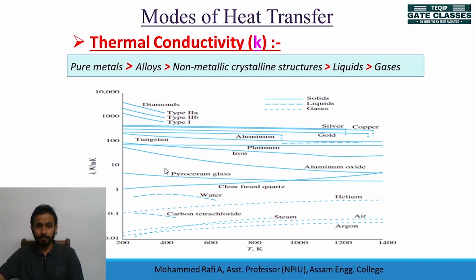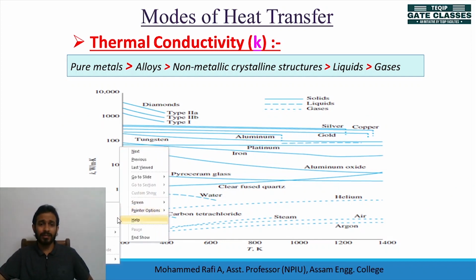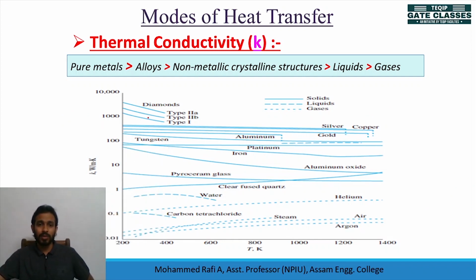Now let's make a comparison between the different parameters. Here I am showing a graph with thermal conductivity increasing in this direction and operating temperature in this direction. Here you can see the bottommost object is argon, a gas, and the topmost is diamond.